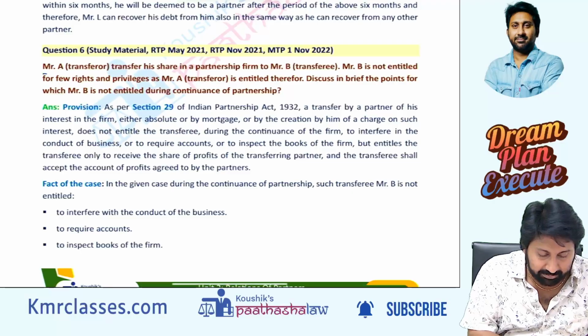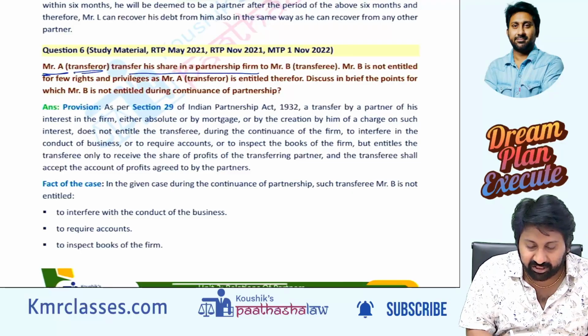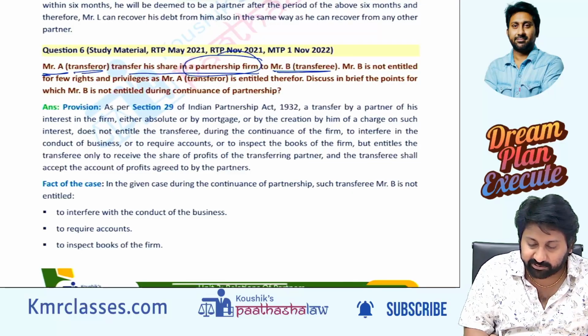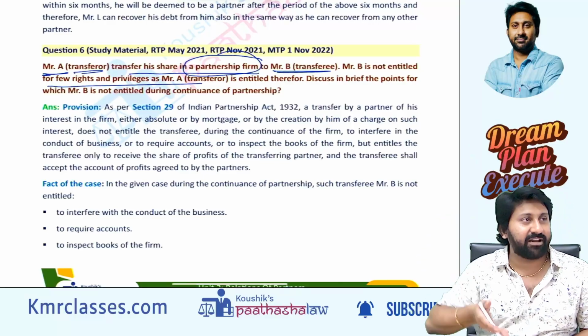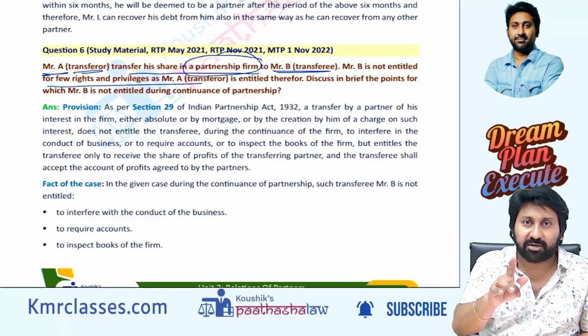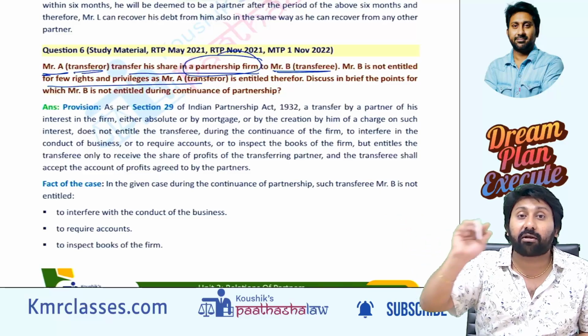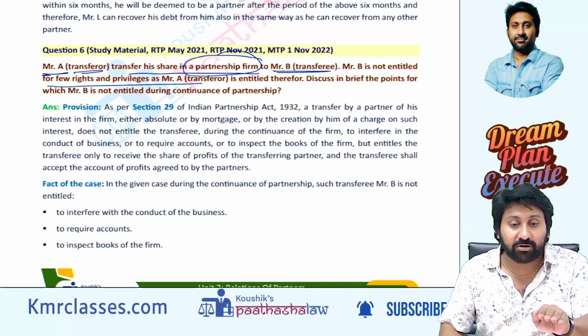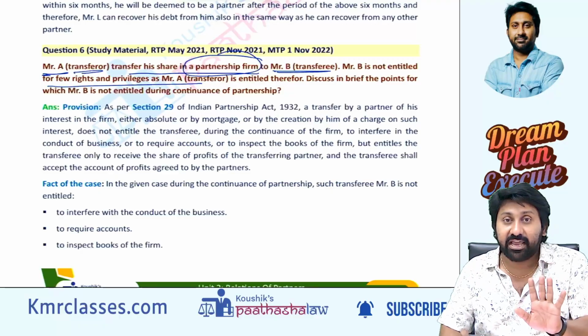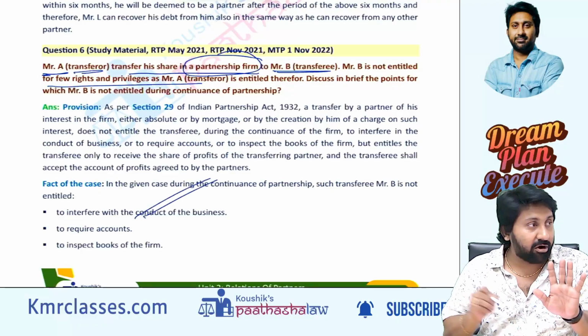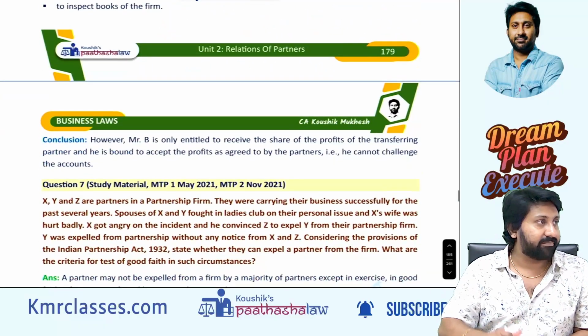Next, Mr. A, transferor, transfers his share in the partnership firm to Mr. B, a transferee. Mr. B is not entitled to a few rights, and just now, first question we read in 29. You can transfer your partnership interest, but the transferee does not get a right in the firm. During the continuation of the firm, he will get the profit share. At the time of dissolution, he will get the share in the assets. He cannot interfere in the business. He cannot ask for accounts. He cannot inspect the books.